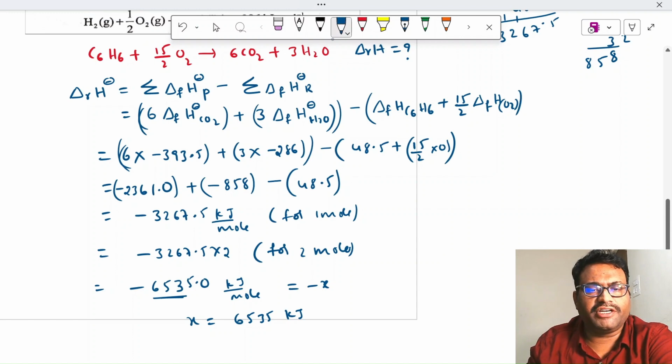So these are the different types of questions asked in previous JEE Mains on enthalpy of combustion. In the next session, we shall discuss other types of enthalpy of combustion.